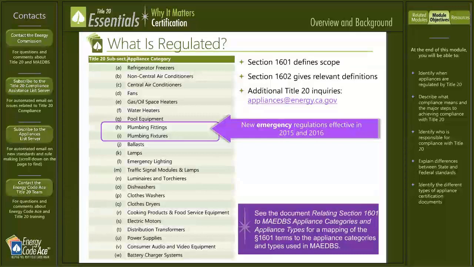And if it's still unclear, you can contact the Energy Commission at appliances@energy.ca.gov with additional Title 20 inquiries. One thing that we'd like to point out is that there are new emergency regulations effective in 2015 and 2016 in California for plumbing fittings and plumbing fixtures.